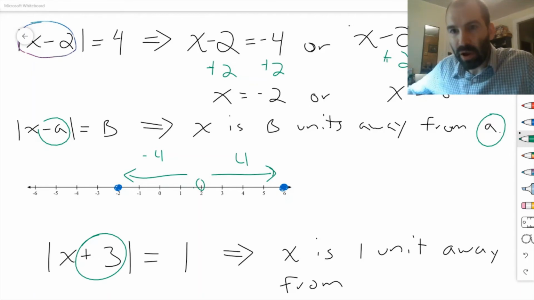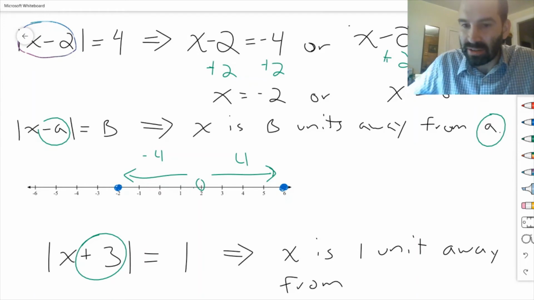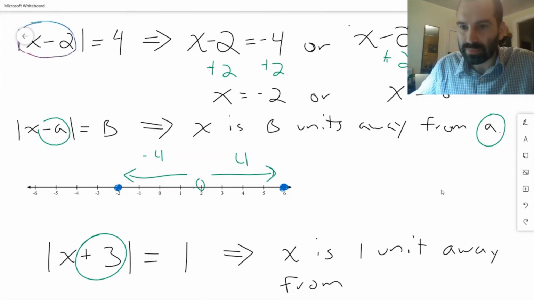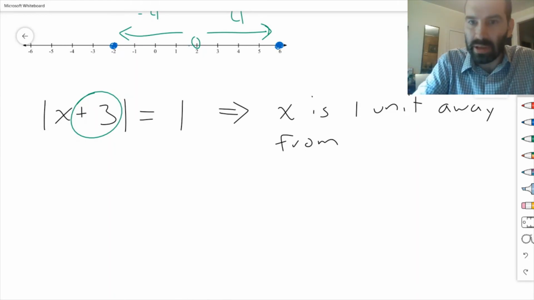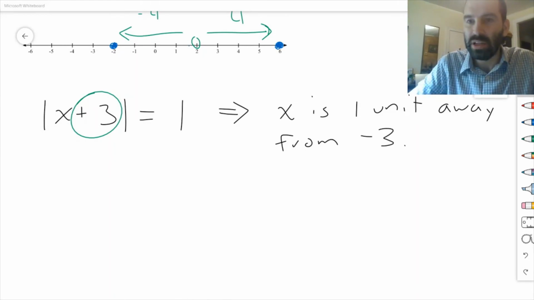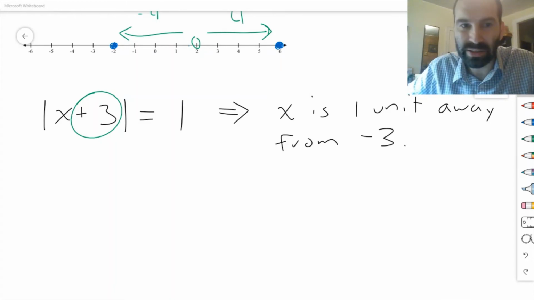Now, the number is -3, right? If you subtract -3, that's the same thing as adding +3, right? So that's our answer here. X is 1 unit away from -3. So when you see a plus sign over there, it's actually the distance away from the negative answer.